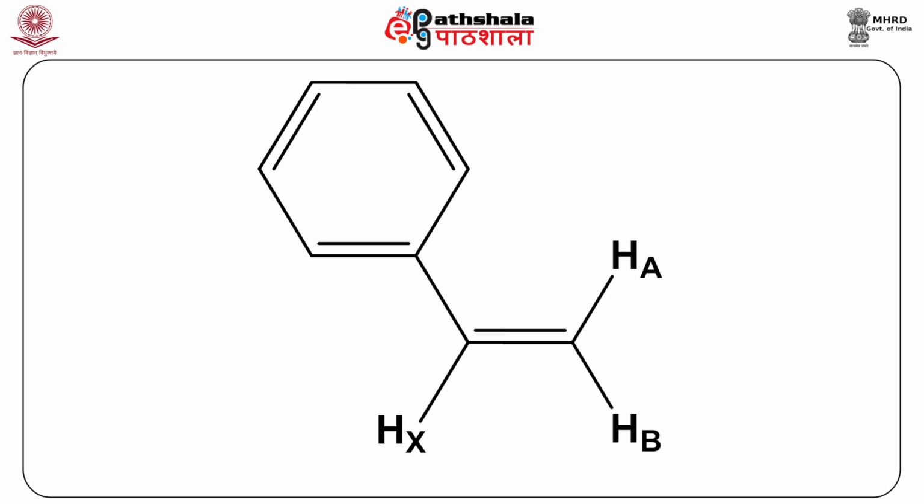The chemical shifts for protons HA and HB are nearly the same, but the hydrogen HX has a very different chemical shift, that is more downfield from HA and HB due to the anisotropy effect of the benzene ring, and we have discussed the anisotropy effect in much detail in the previous modules.